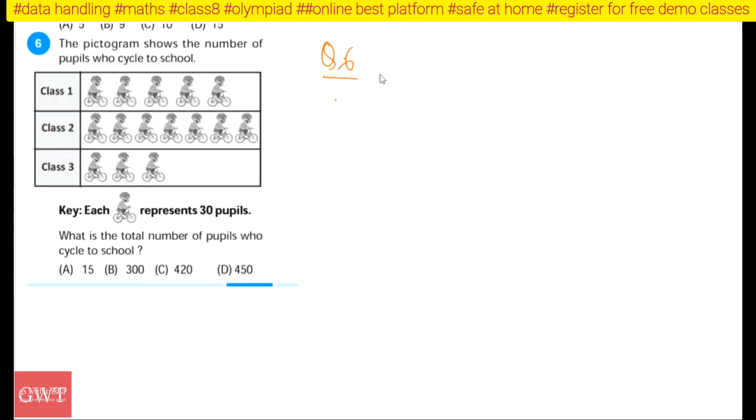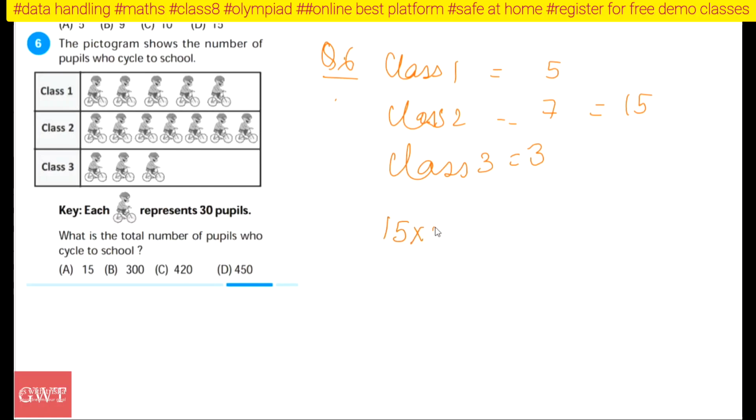Okay. So in question number 6, they are asking how many people are going by cycle. See, class 1 has 5. Class 2, how much? 4, 5, 6, 7. And class 3, how much? 3. So it will be 15. Each cycle represents 30 people. So 15 into 30, how much? 450.